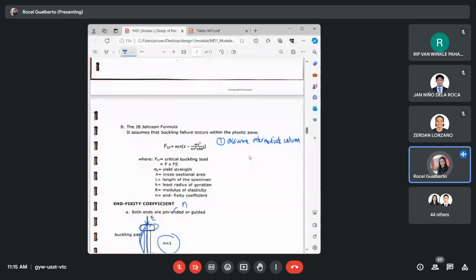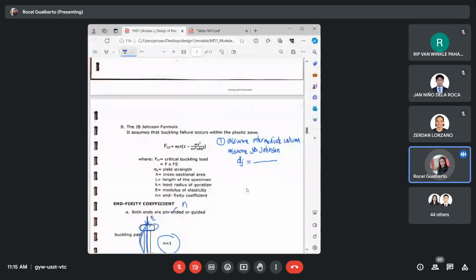So, nag-assume ka ng case 2. You assume intermediate column. So, puntahan mo yung procedure nung intermediate column nung case 2. Paano mag-start yung case 2? Mag-a-assume ka ulit ng JB Johnson. Yun ang unang procedure sa case 2. Assume JB Johnson. So you use the JB Johnson formula. We are assuming that failure is at the plastic zone. So meron tayong nakuhang sagot galing sa JB Johnson.